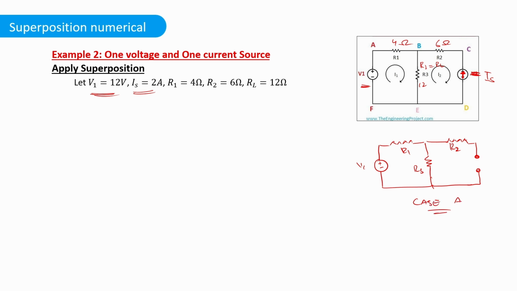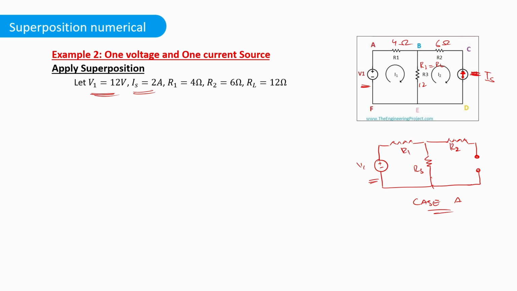In case A, we use the first voltage source, right? Now everything stays the same as before. We will simply apply Kirchhoff's voltage law. So Kirchhoff's voltage law actually tells us that the sum of the voltages in the loop is always 0. Okay, so let's proceed with this.